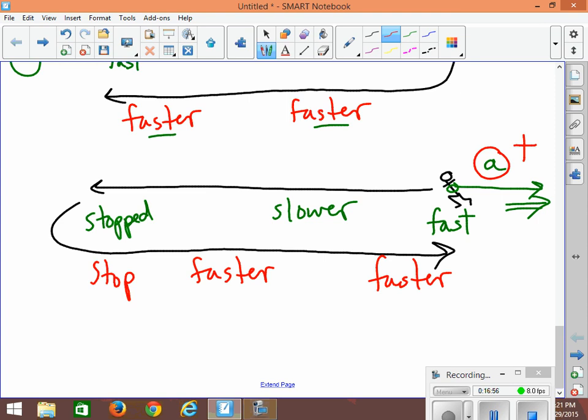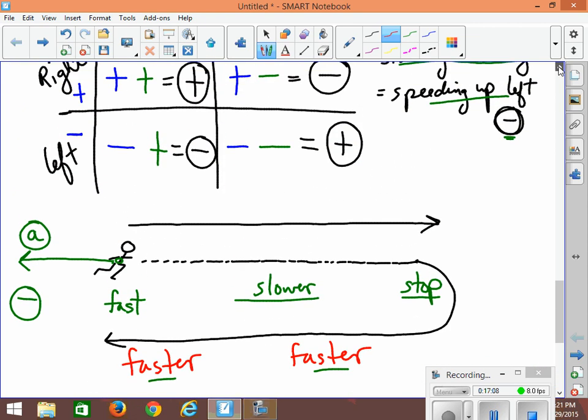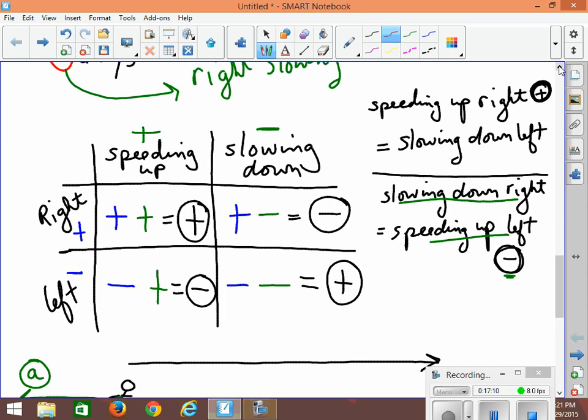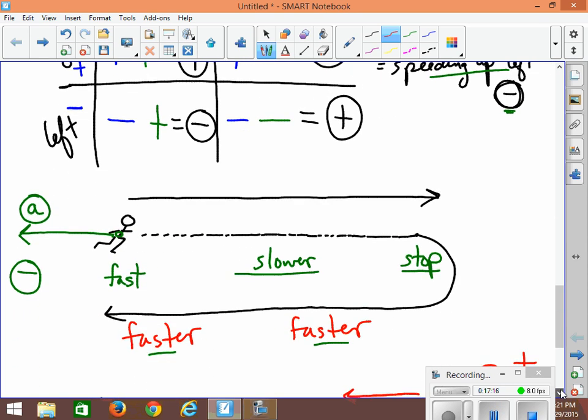If you are moving in the negative direction, then you will be slowing down to the left. And then after that, you will begin to speed up to the right. Slowing down to the left, speeding up to the right equals positive acceleration. So that's another way of thinking about it.